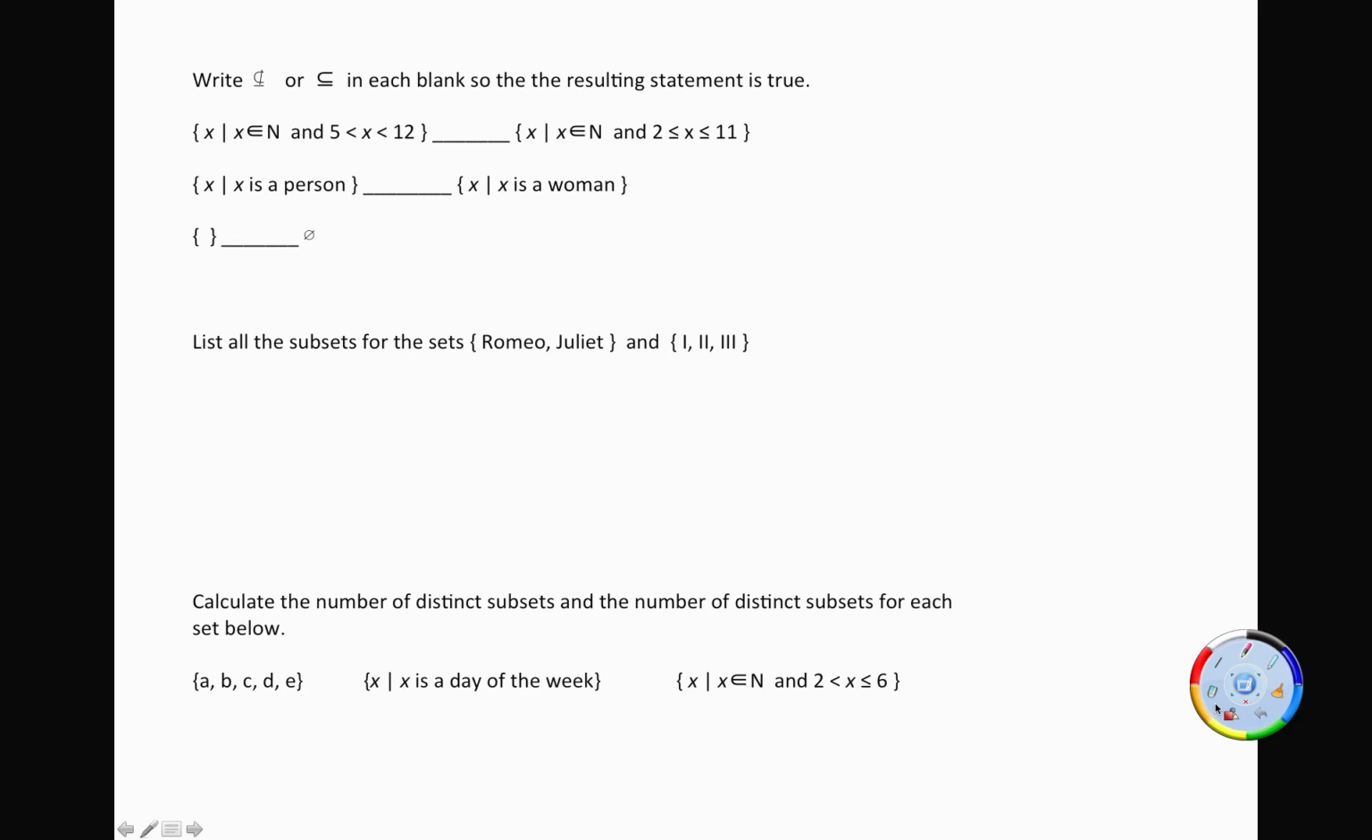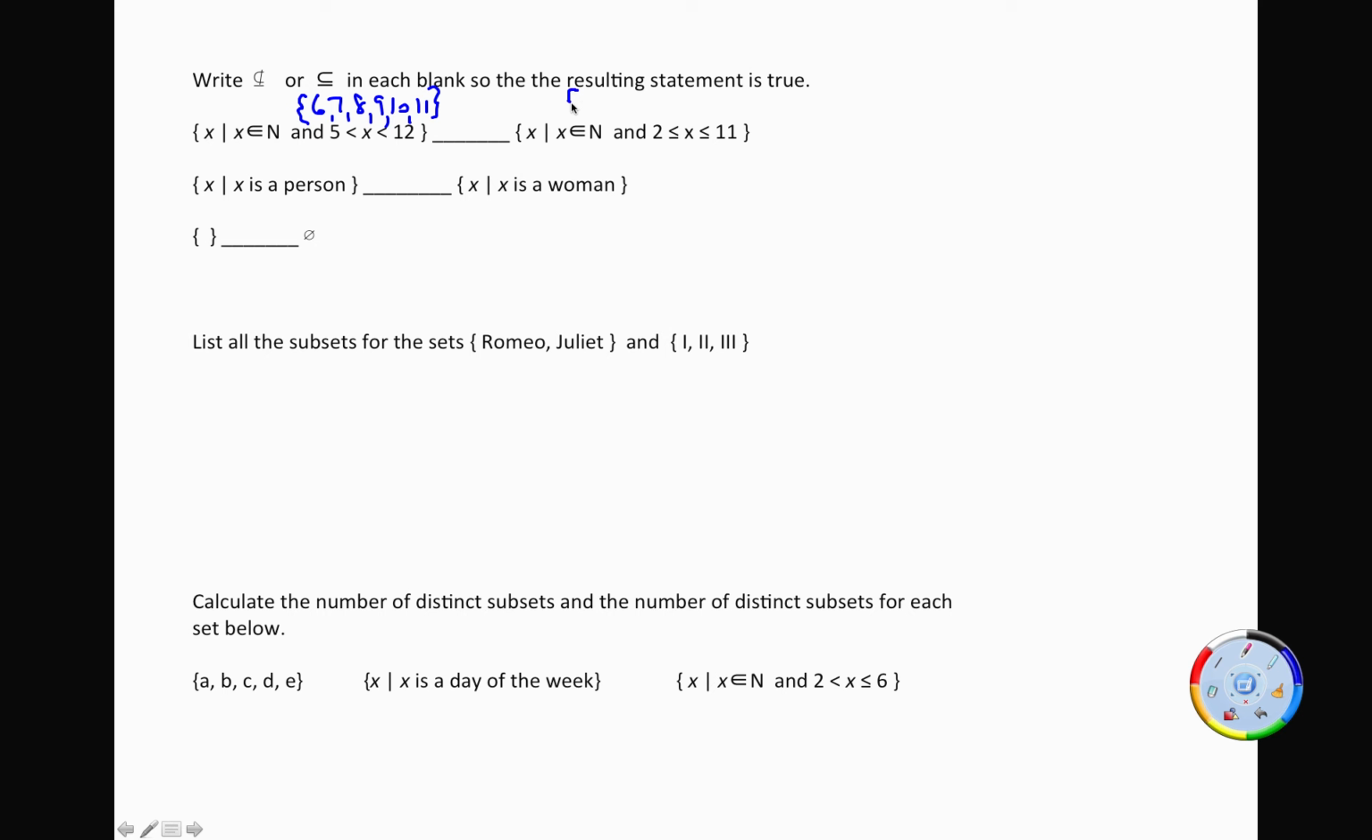Alrighty, let's look at some more. What about this one where it asks us to write either "is not a subset" or "is a subset" in each blank to make a true statement? Okay, the set of all x such that x is an element of the natural numbers and between 5 and 12. So again, if I'm going to list that in my roster form, I've got, no, don't include 5 or 12, so 6, 7, 8, 9, 10, 11.